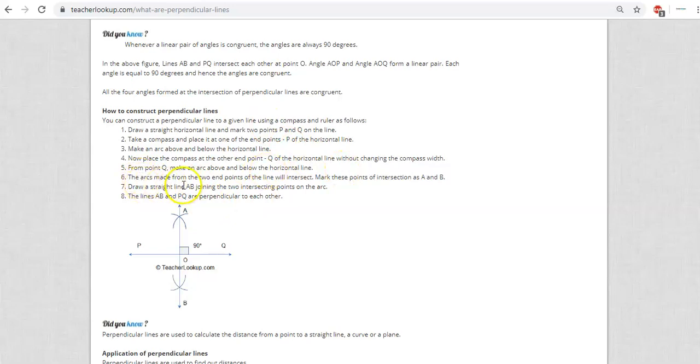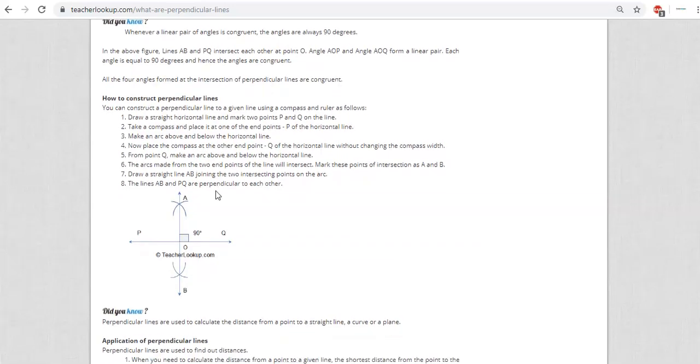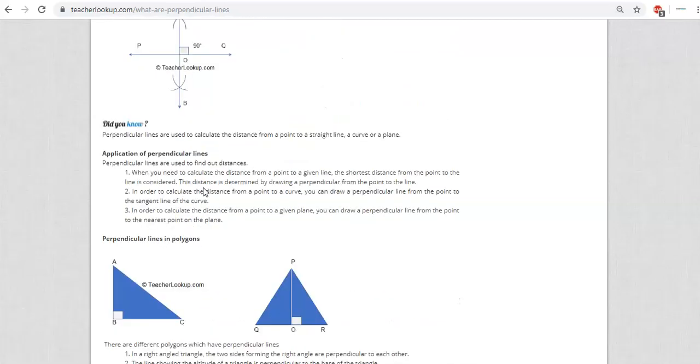And then step 6 is, the arcs made from the two endpoints of the line intersect. Mark these points of intersection as A and B. The 7th step is to draw a straight line AB joining the two intersecting points on the arcs. And step 8 is the line AB and PQ are perpendicular to each other. So step 8 is just telling us that they will be perpendicular to each other.